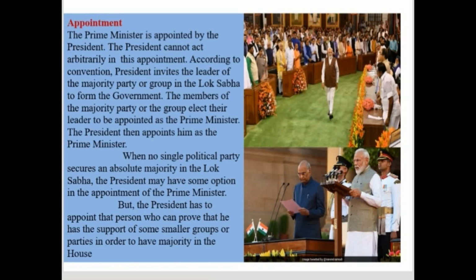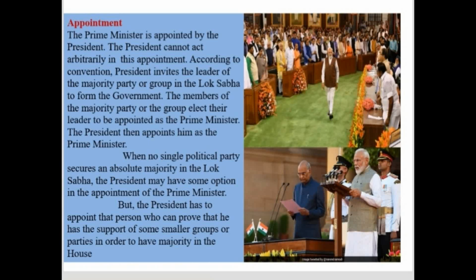is he will ask all these small group of parties to elect the leader, or he may select a candidate in such a way that that candidate must have acceptancy in all the small political parties which are ready to form the government. That is, the President has to appoint that person who can prove that he has the support of smaller groups. So this situation arises when no single party wins the election.